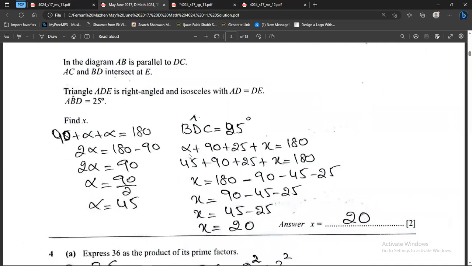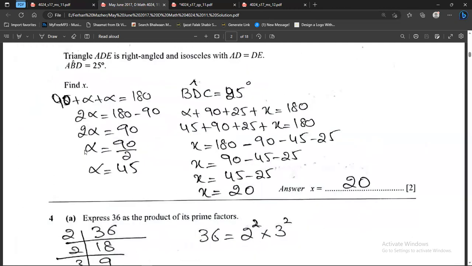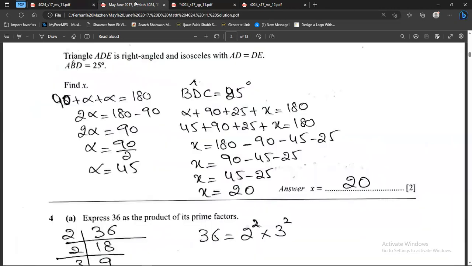So now you will have alpha plus 90 plus 25 plus x equals 180. So basically this alpha, 90, 25 and this x make a triangle. And I know the value of alpha. So 45 plus 90 plus 25 plus x equals 180. So x will be equal to 180 minus 90 minus 45 minus 25. So x will be equal to 20. So my answer is right. This is the solution of question number 3.